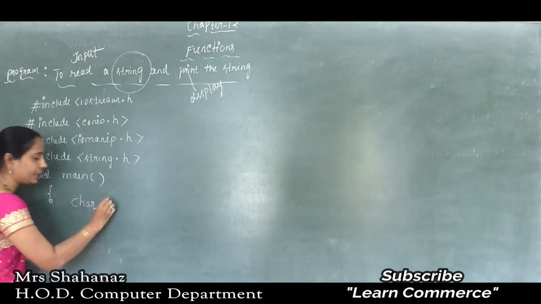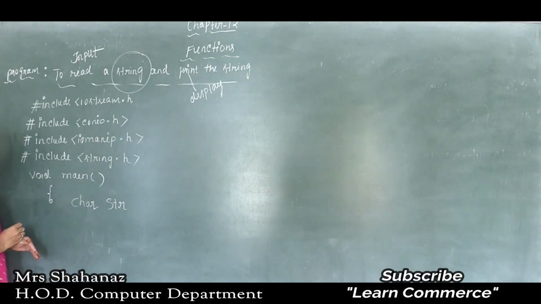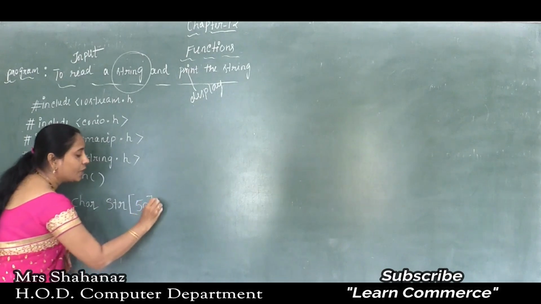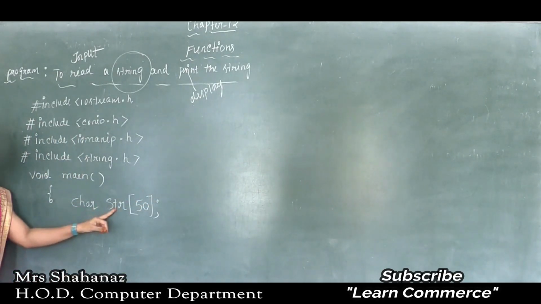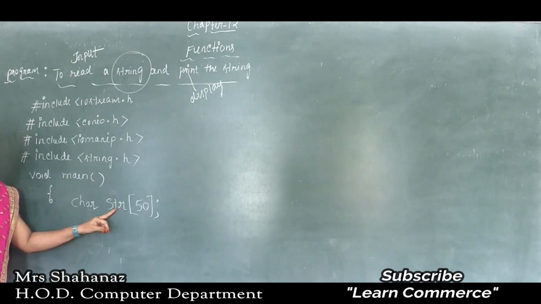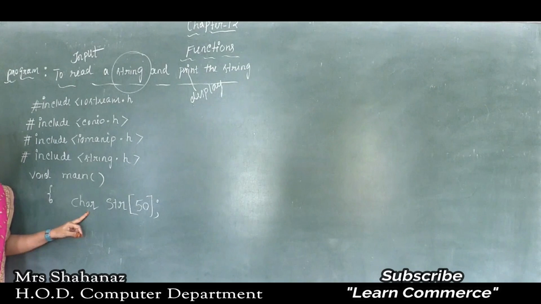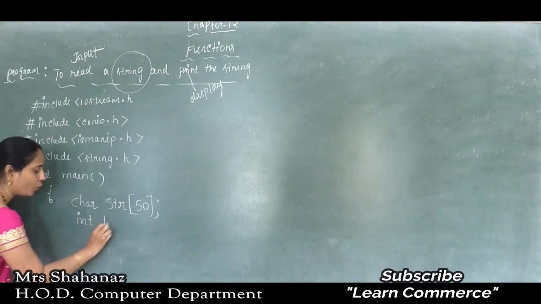And later, next one, the string name, and the string name I am going to use as str, and later the size I am giving by using the square bracket and the semicolon. So this is called the declaration of the variable str with the size 50 and also with the data type char.